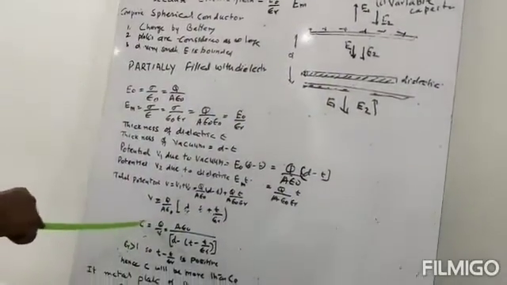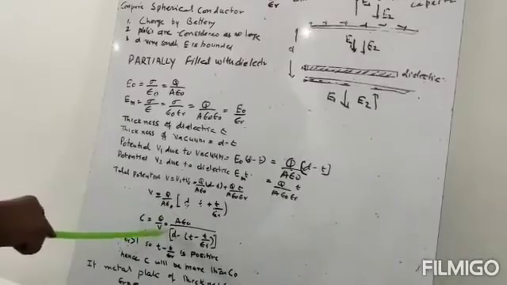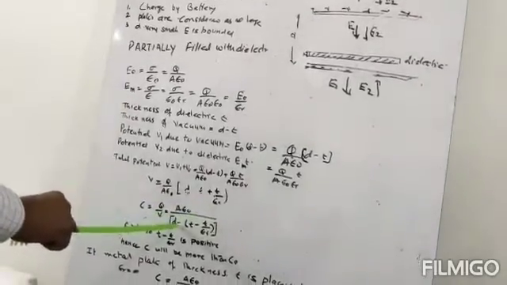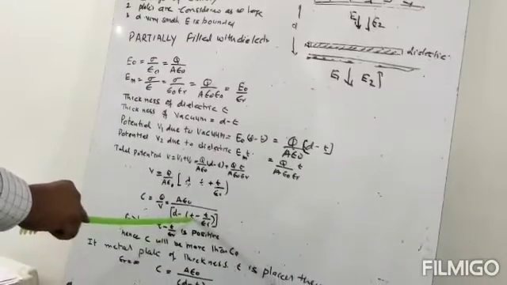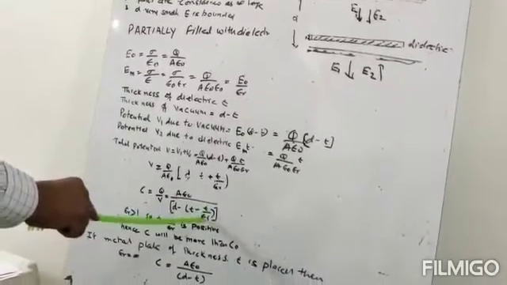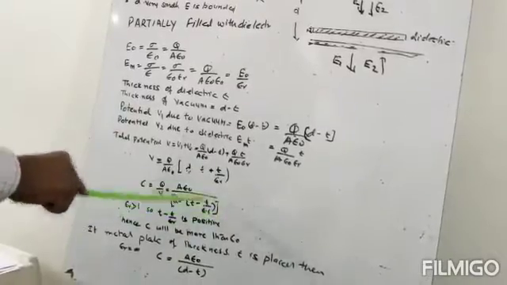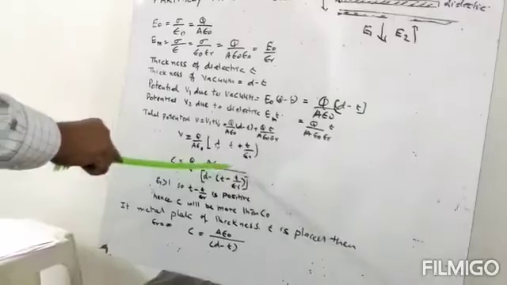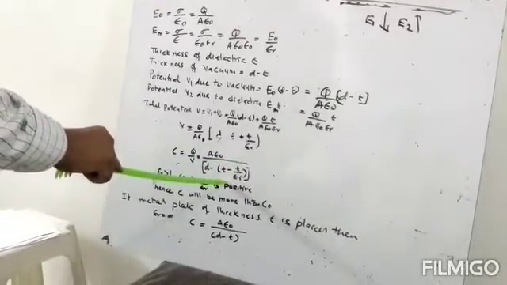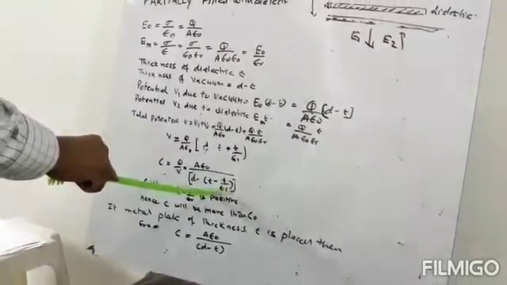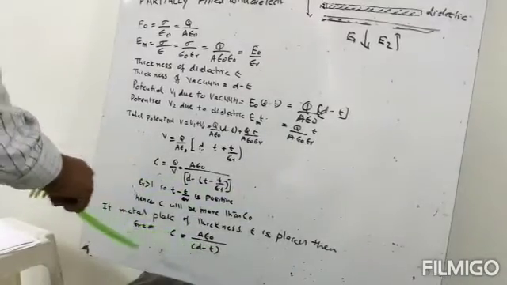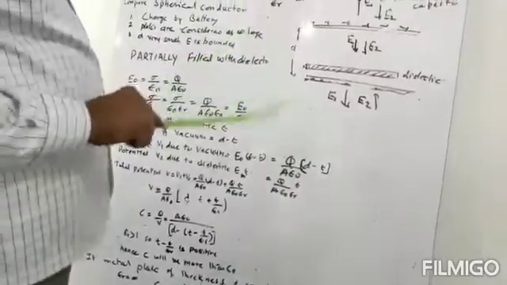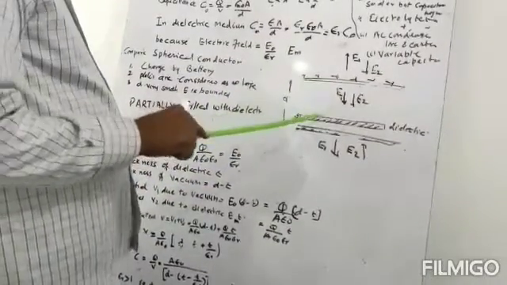So C will be equal to Q by V, which will be equal to A ε0 divided by (d − t + t/infinite). So this will be equal to 0. So the capacitance will be equal to A ε0 by (d − t). So this is all about the parallel plate condenser where only one dielectric plate of thickness t is inserted.